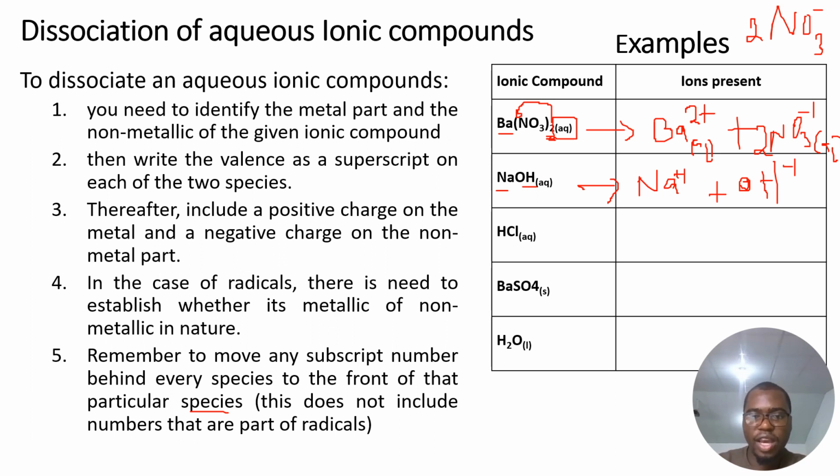Let's look at HCl. HCl will also be the same. We have the H plus, plus the Cl minus. Remember to put your state symbols there. You put your state symbol here, and you also put your state symbol here, because state symbols are very important here. Now, the valence of hydrogen is 1, that's why I've just said plus, and the valence of chlorine, which is a nonmetal, is 1, that's why I've just put minus. 1 is an invisible coefficient.